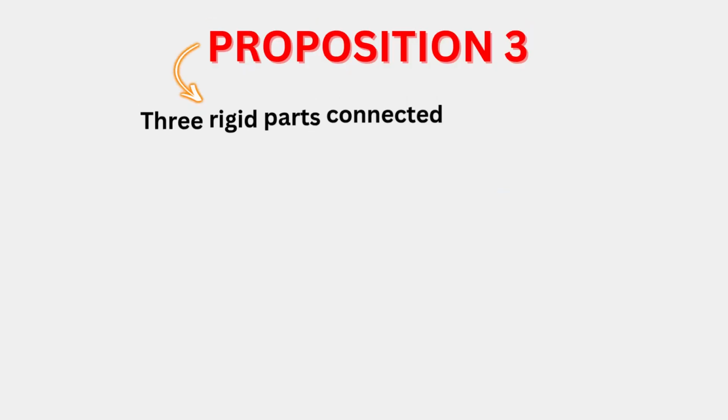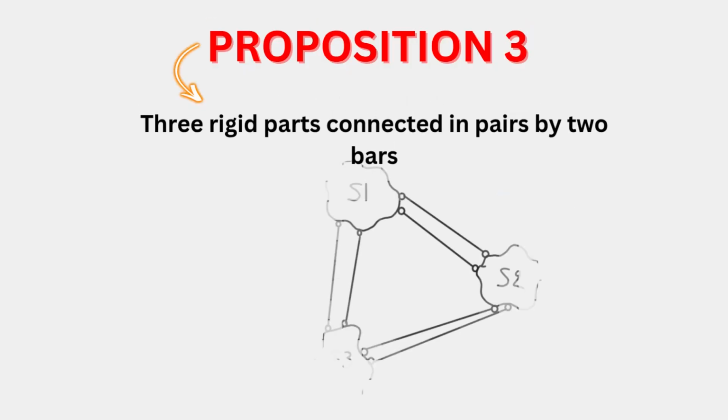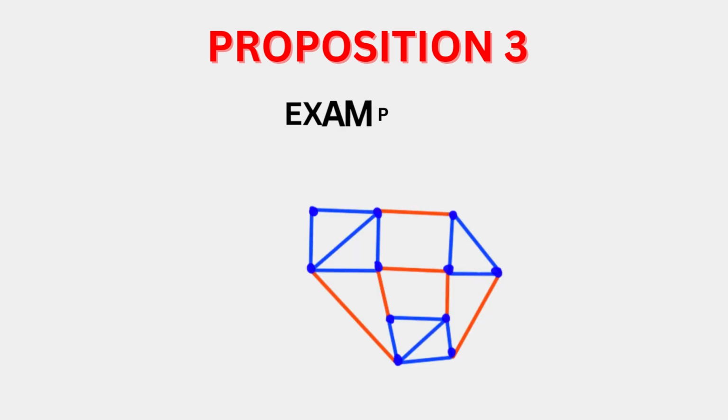Let's move on to proposition 3. If three rigid parts are connected in pairs by two bars, and those pairs of bars intersect at points that are not on the same line, the whole system becomes rigid. Here we have one blue triangle and two groups of triangles connected in pairs by two red bars. The pairs of bars intersect at points that are not on the same line. So according to proposition 3, the whole system is rigid.